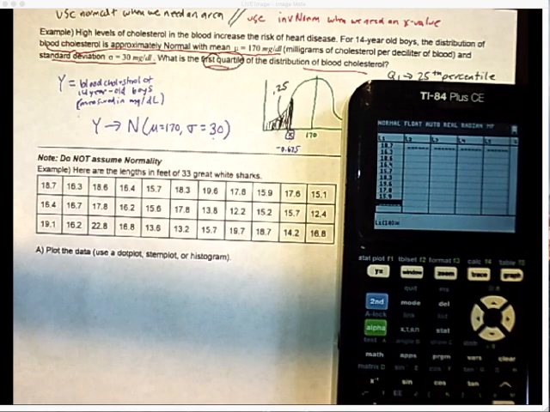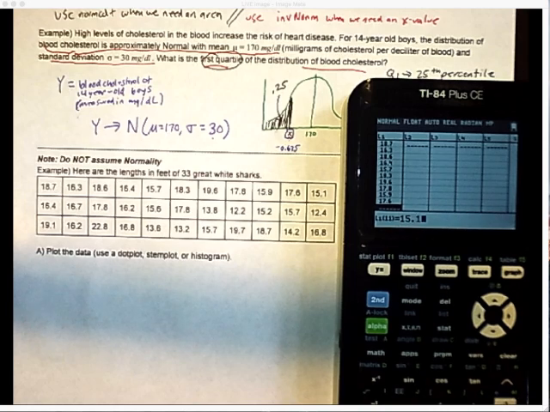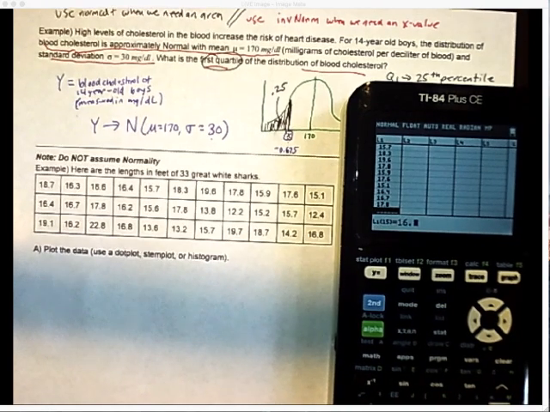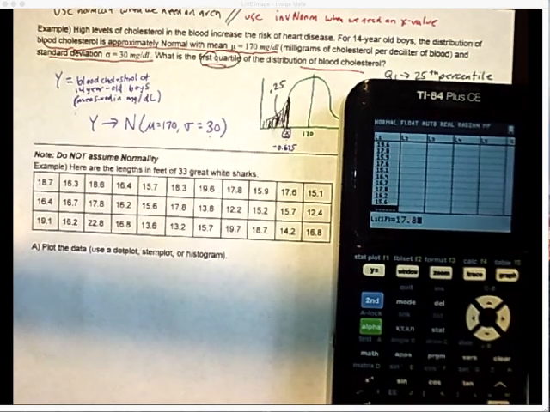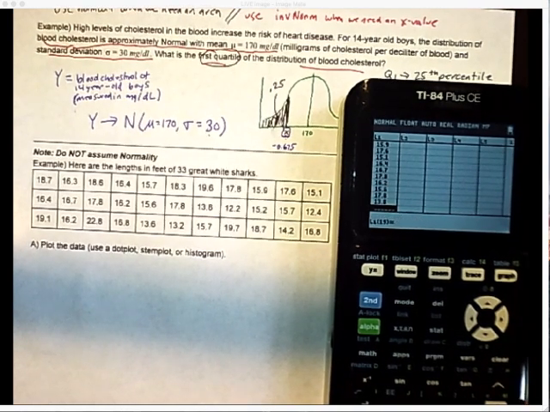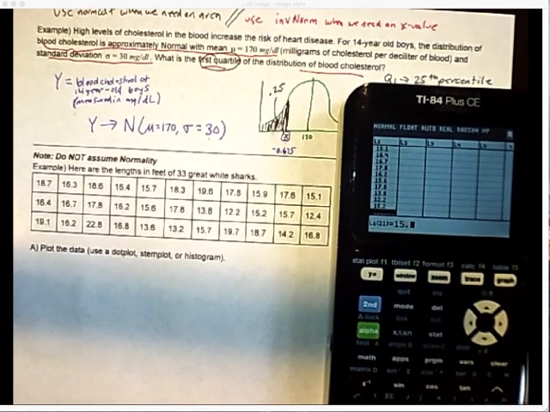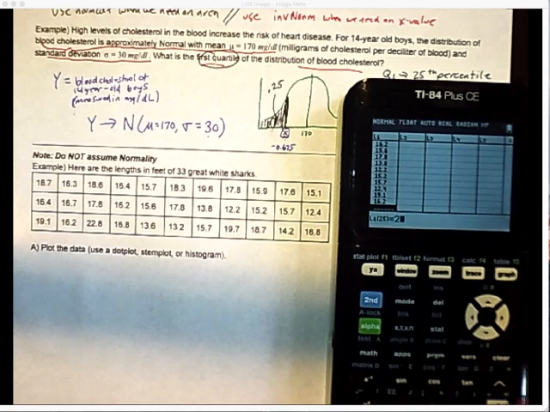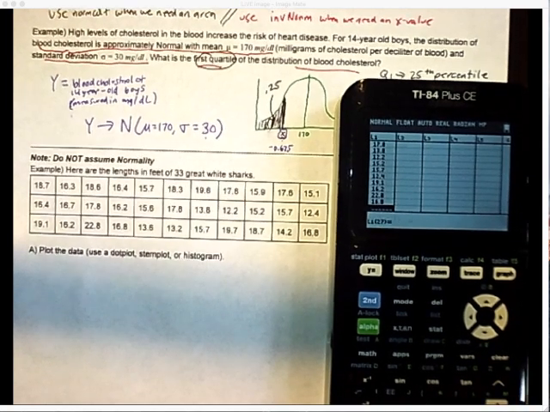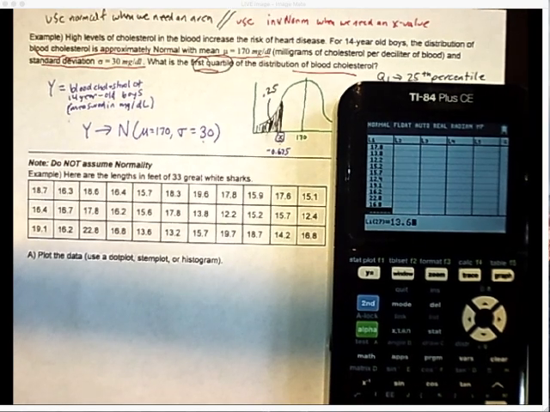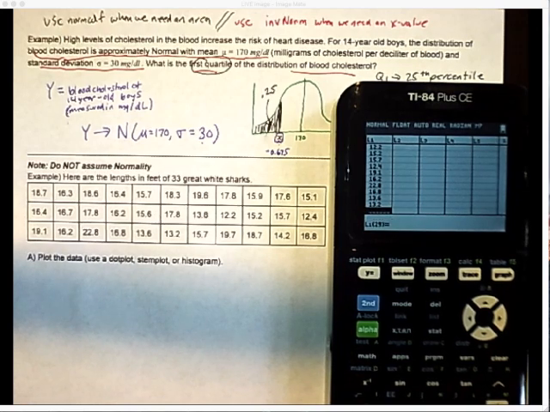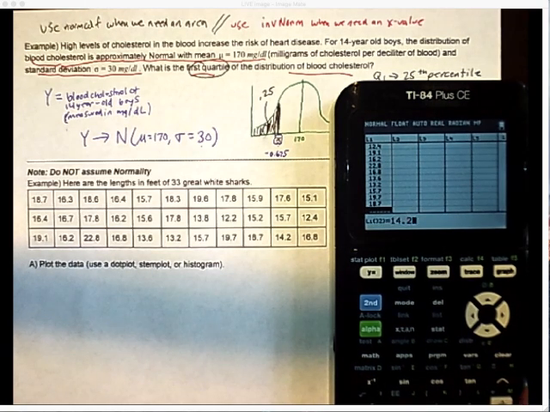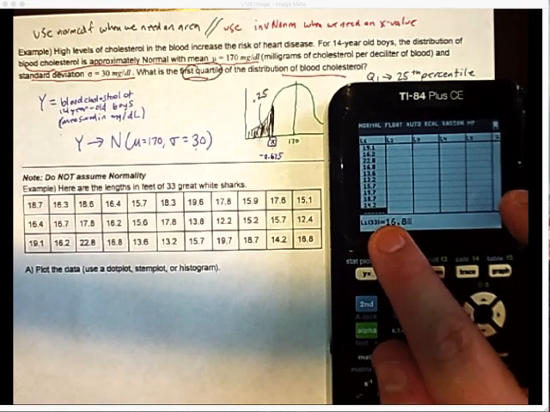15.9, 17.6, 15.1, 16.4, 16.7, 17.8, 16.2, 15.6, 17.8, 13.8, 12.2, 15.2, 15.7, 12.4, 19.1, 16.2, 22.8, 16.8, 13.6, 13.2, 15.7, 19.7, 18.7, 14.2, 16.8. That's the last data value. I have all 33 of them.